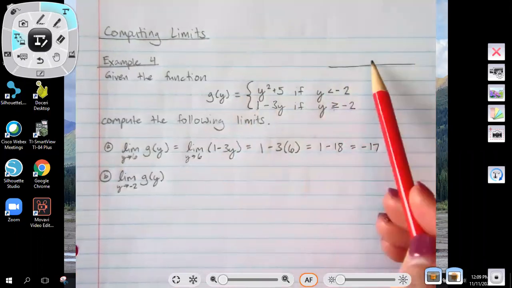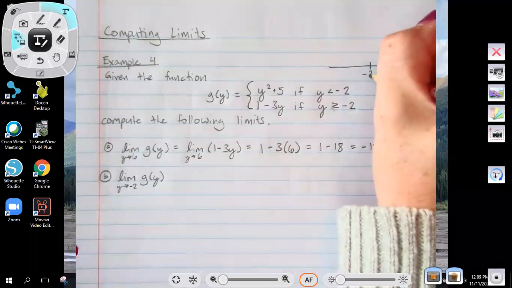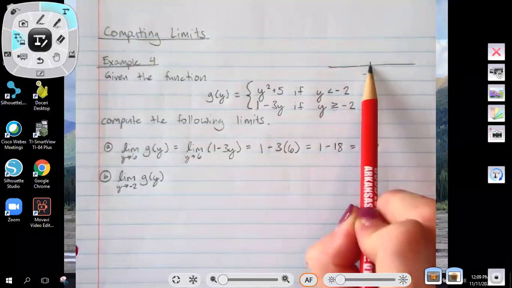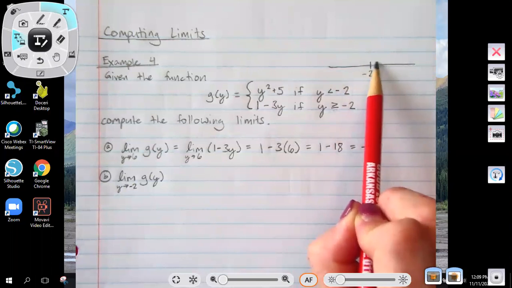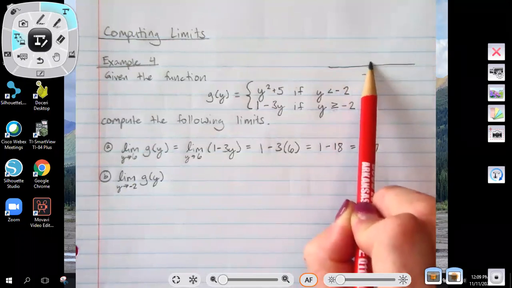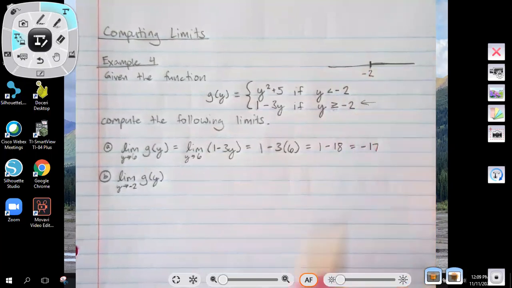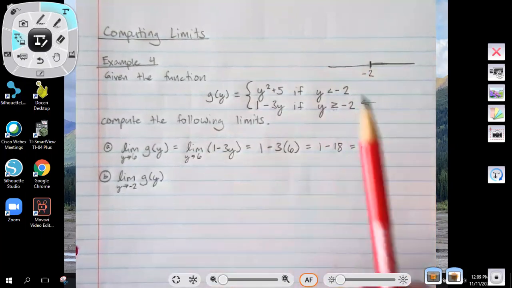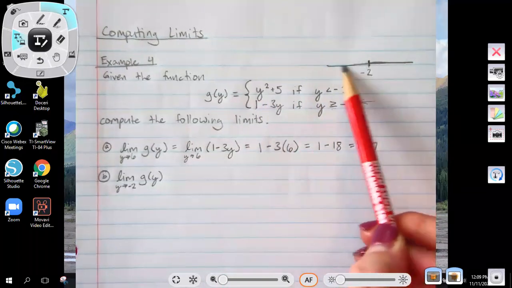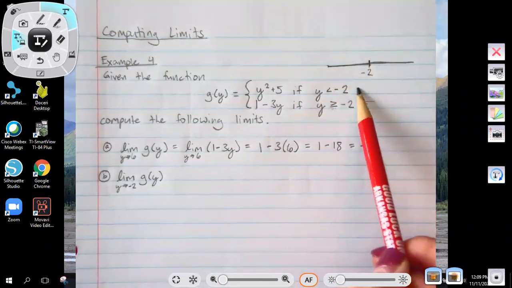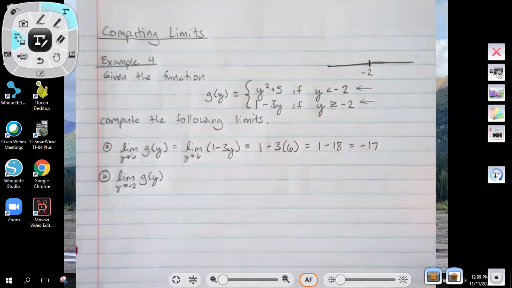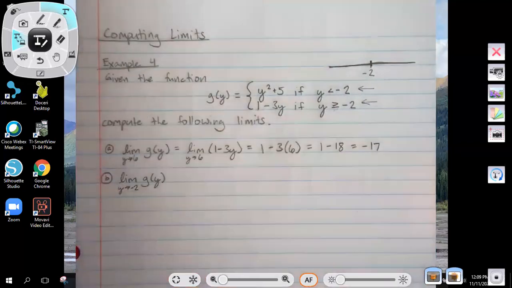So just for some scratch work, if we think about the x-axis at negative 2, we can't just look at what's happening at negative 2 and to the right, which is what we would be doing if we only used this line of our function. We have to also consider what's happening on the left side of negative 2, which would fall into the function that's on the top line. So we're going to have to evaluate both of the one-sided limits.